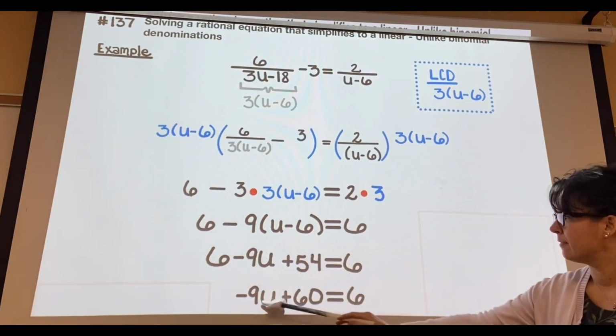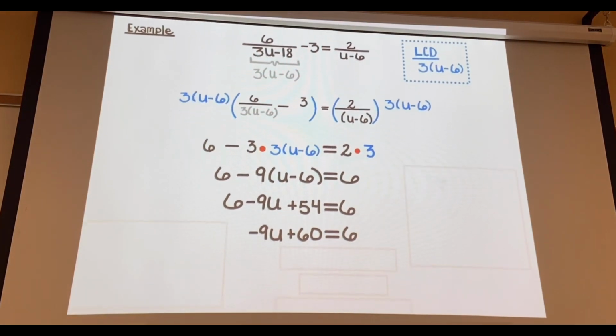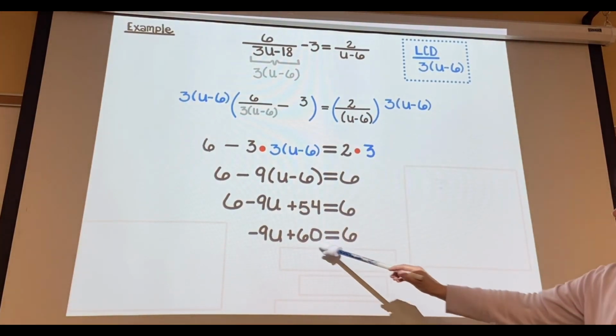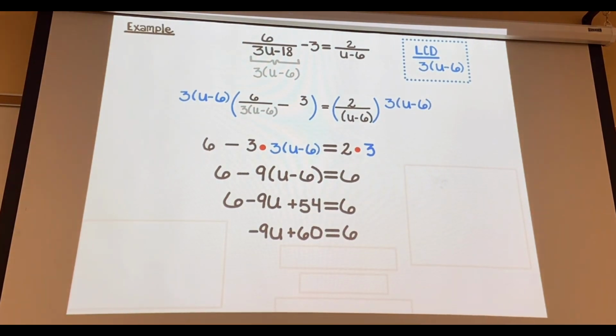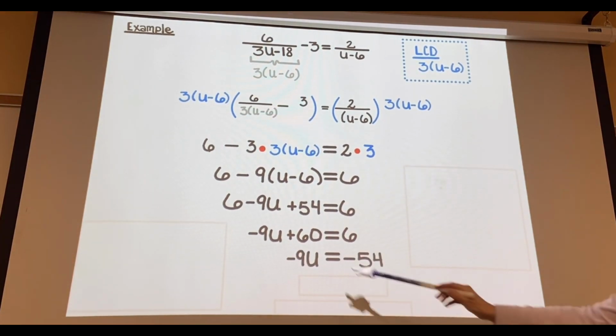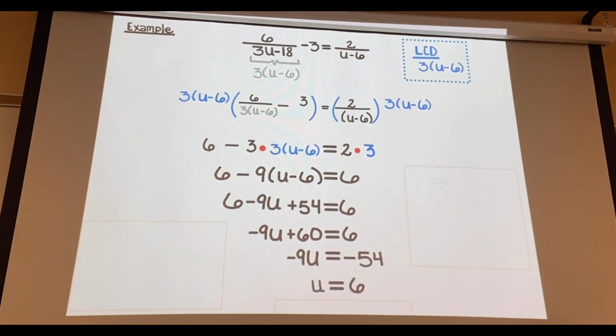So I have negative 9u plus 60 equals 6. Okay, then I can move this 60 over. So if I subtract 60 from both sides, I get negative 54, divide by negative 9, and I get 6.